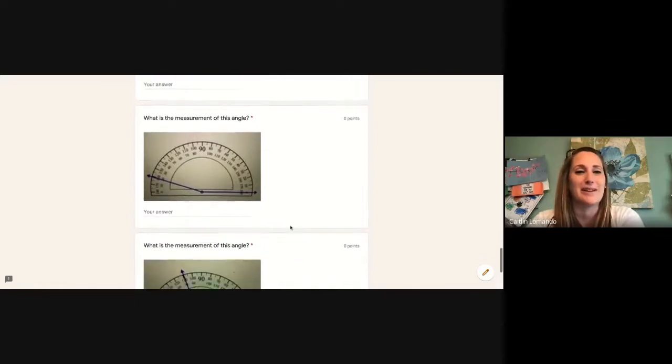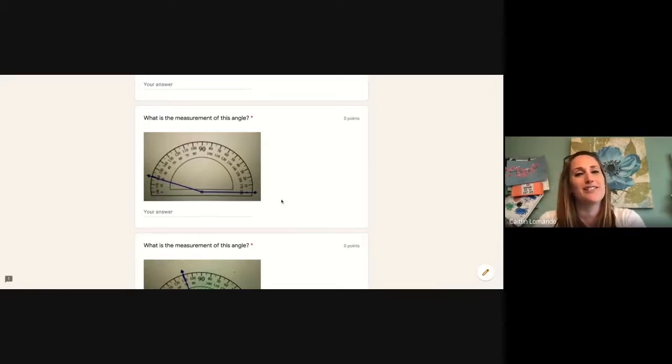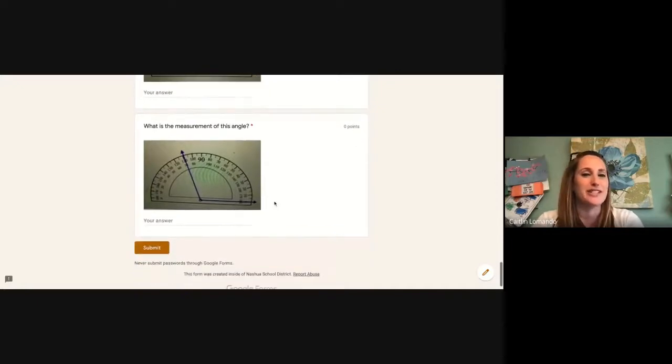And my next one, what is the measurement of this angle? Definitely another obtuse angle. How many degrees does it measure? And the last one for today, another obtuse angle. How many degrees does it measure?